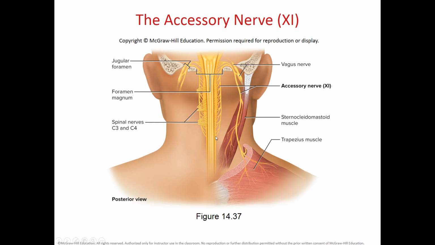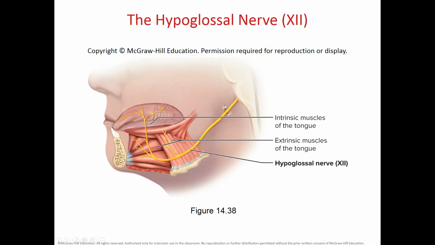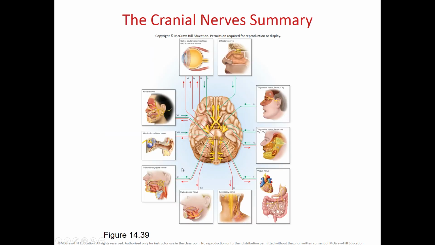Accessory nerve, or cranial nerve number 11, or spinal accessory. It provides innervation to several structures within the neck, including muscles like the sternocleidomastoid muscle and the trapezius. Hypoglossal nerve, or cranial nerve number 12. It innervates intrinsic muscles of our tongue, the muscles that are inside our tongue, and extrinsic muscles of our tongue like styloglossus, hyoglossus, etc.